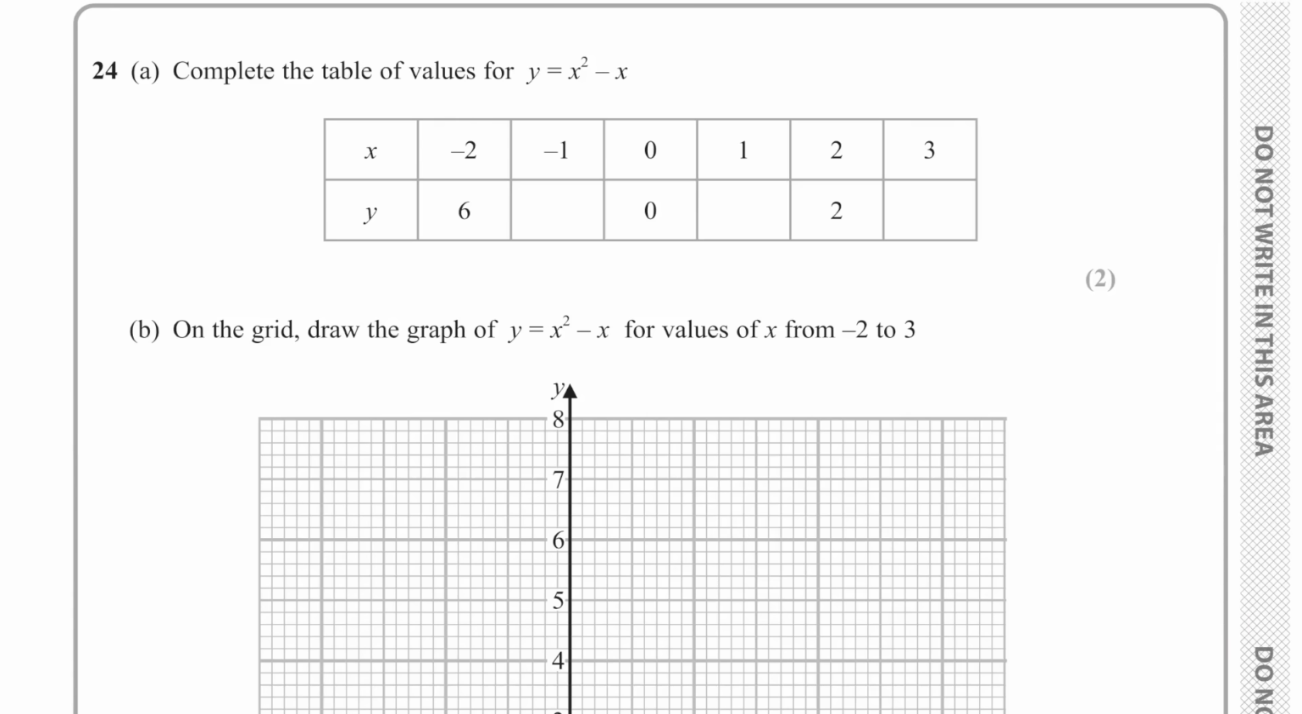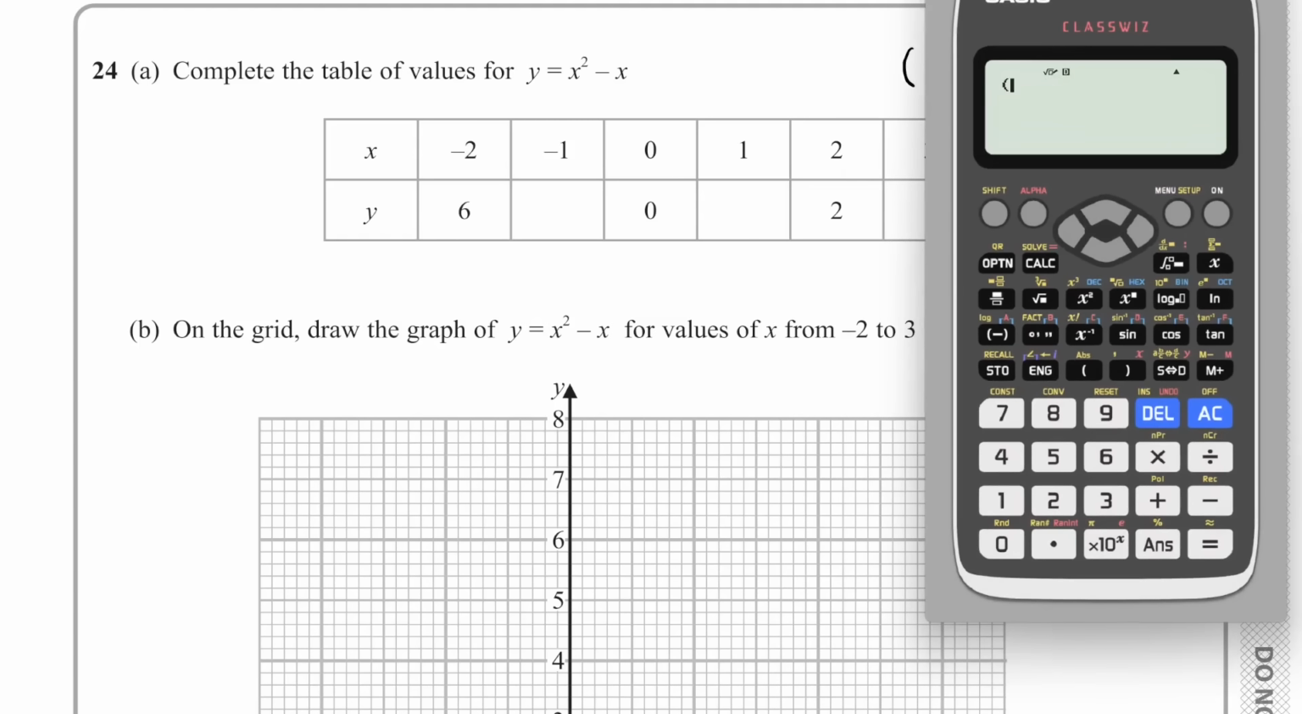Question 24. Complete the table of values for y equals x squared minus x. So to find the y, we need to take the x, square it, and then take away an x. When we're substituting, we can just write it out exactly how it looks, but change the x's into brackets. So it's going to be something squared, take away something. So for the 3, we're just going to put the 3 in the brackets. 3 squared take away 3.